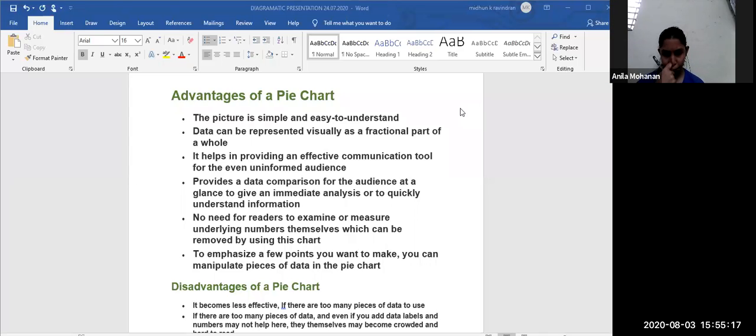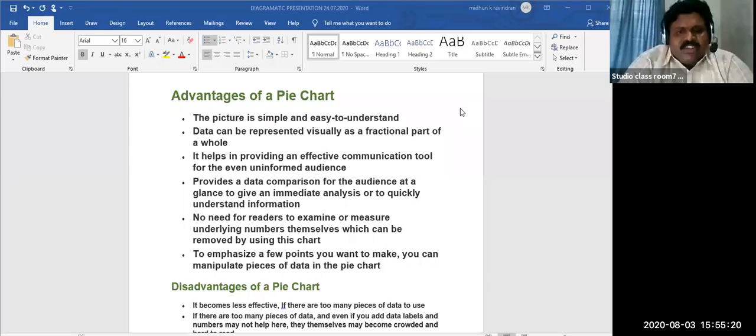The last and final point of advantages: to emphasize a few points you want to make, you can manipulate pieces of data in the pie chart. Within the chart, if you want to give particular importance to one set or subset of data, we can do that. If you want to give a special color to data, or indicate it in a special way, we can do that in a pie chart.